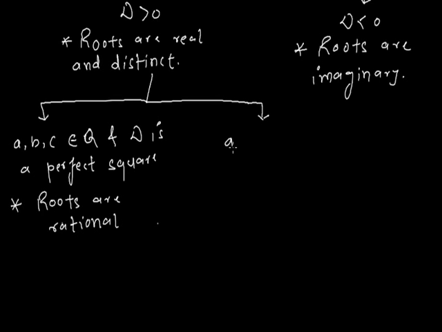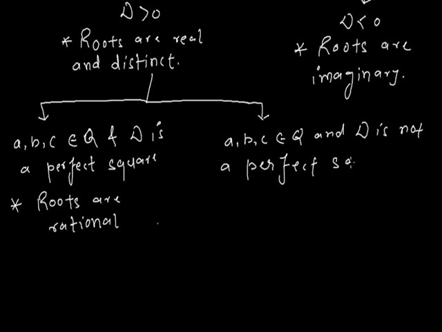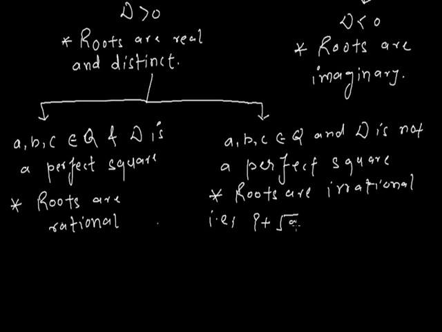And when a, b, c are rational and D is not a perfect square, then the roots become irrational. That is in the form of p plus root q and p minus root q.